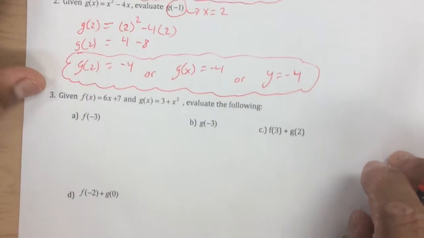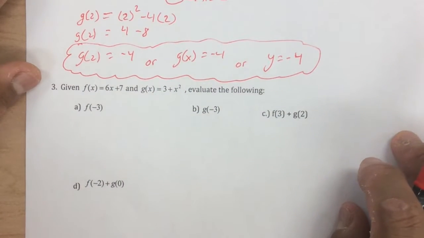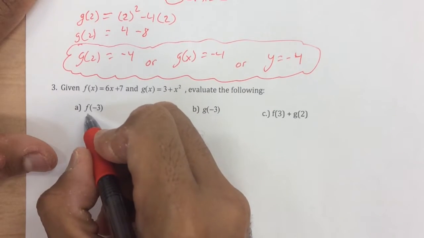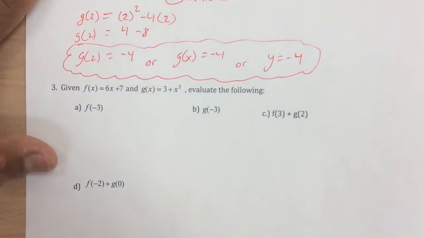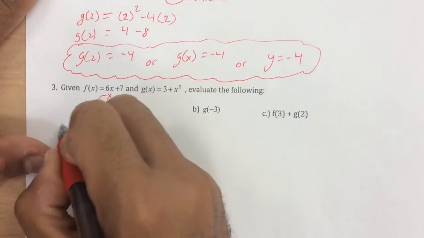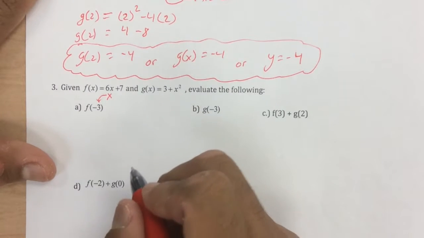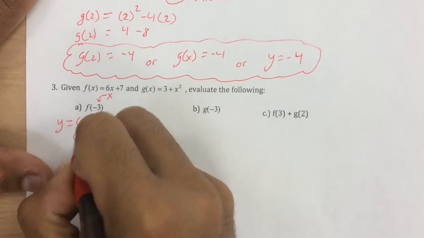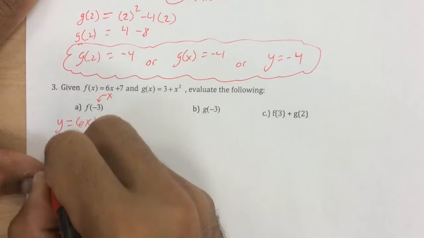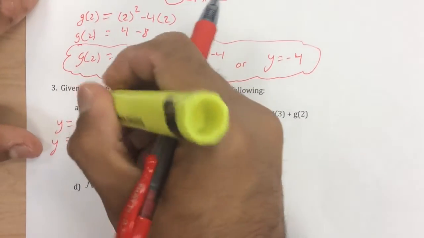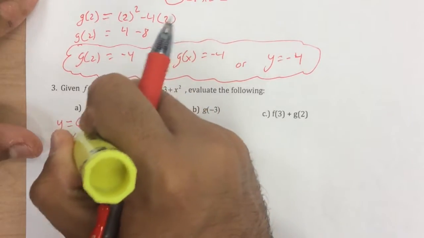Now, let's move on. Number 3. Given f of x equals 6x plus 7 and g of x equals 3 plus x squared, evaluate the following. So they're saying that f of negative 3, we've got to solve that. So you know this right here represents your x. So every time I have an x in that equation, I'm going to plug it in. In other words, you're basically doing y equals 6x plus 7. So instead of the x, I'm going to put parentheses. And inside those parentheses, negative 3 goes in there, okay? Because that's what they're telling me.